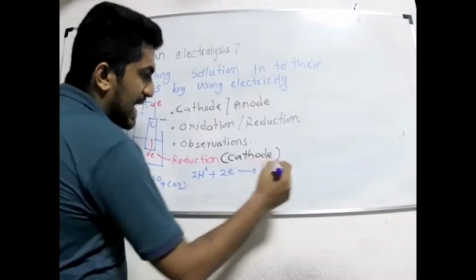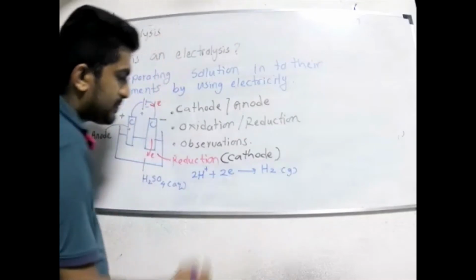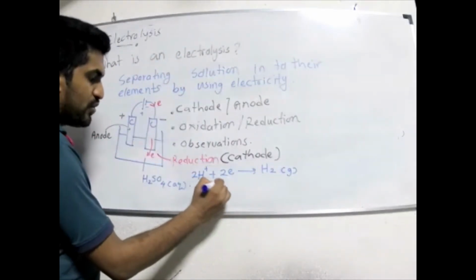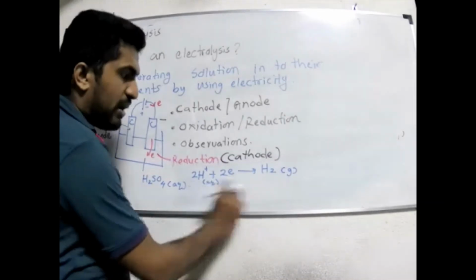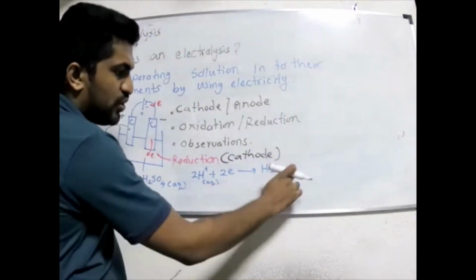What is that? Gas. For O levels, no need to write the states of them. But normally in A levels, we have to write the states. For O levels, no need to write those states.